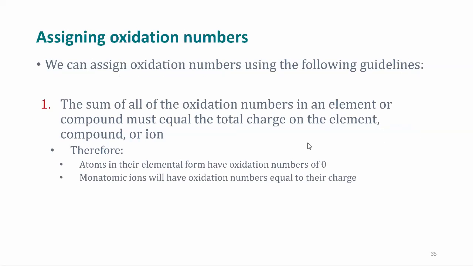How do we assign oxidation numbers? Well, there are unfortunately no real good memorization tools that I can give you for this. But what I can give you are some guidelines and processes that will help. The first guideline is this: if I take all of the oxidation numbers for all of the elements in a given compound and add them all together, the sum is going to equal the total charge on whatever it is that I'm studying.